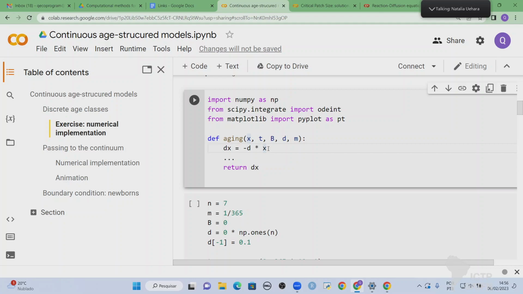I asked you to ignore birth for now. You just have for each equation to sum m times the population of the previous age class, and minus m times itself. m is just a constant. Aging is the same for all ages. So I just have to subtract the aging term for each population, for each age class, and sum the aging of the previous age class. This shouldn't be too hard. Let's try to do that.